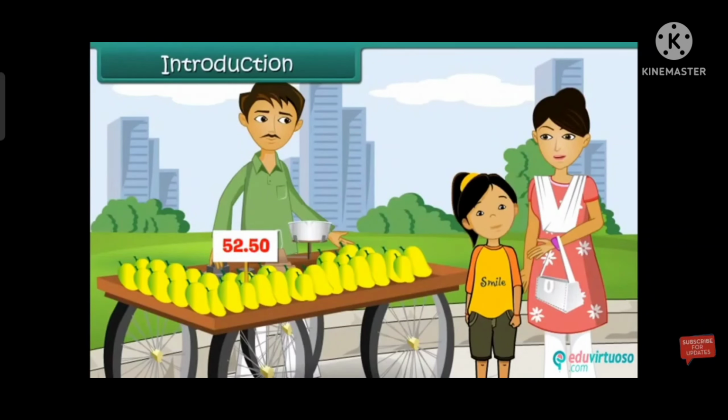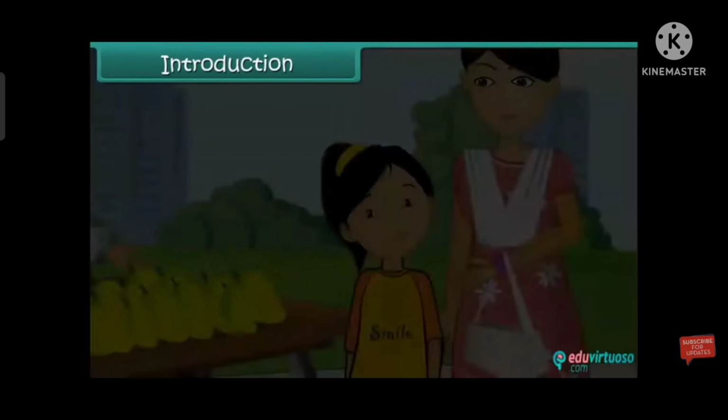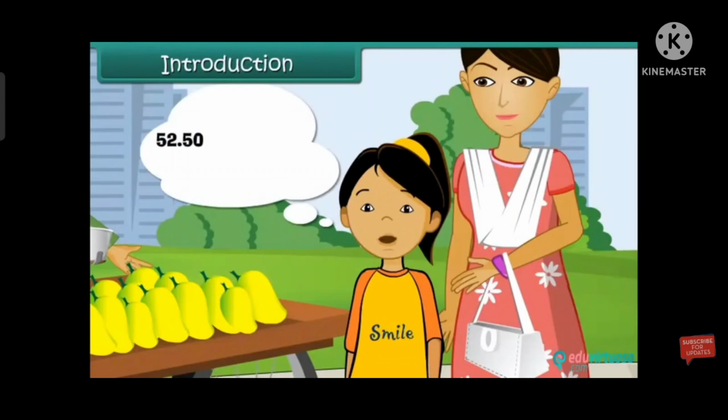Dear, can you tell me how much I need to pay for 2 kilograms? Sure, Mama. It's 52.50 plus 52.50. Oh, I can also find out by multiplying 52.50 by 2. But how shall I add or multiply these numbers?